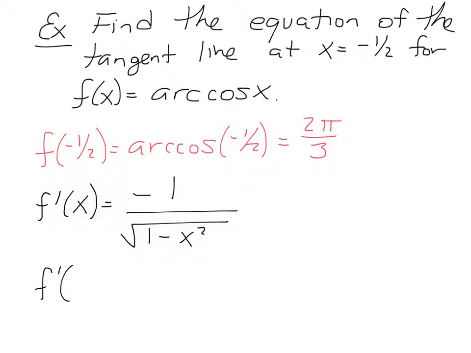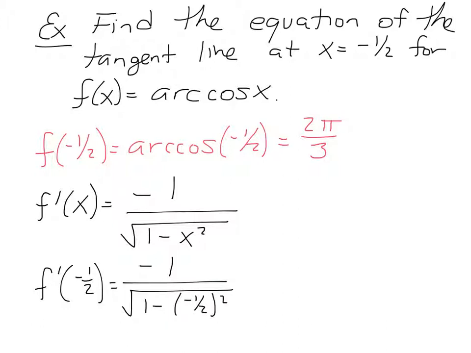F prime of negative 1/2 is going to be negative 1 over the square root of 1 minus negative 1/2 quantity squared. If you decide to further simplify that derivative value, feel free. But for time's sake, I'm just going to use that value as is and present my final answer. What is the equation of the line? I'll use point slope form as always.